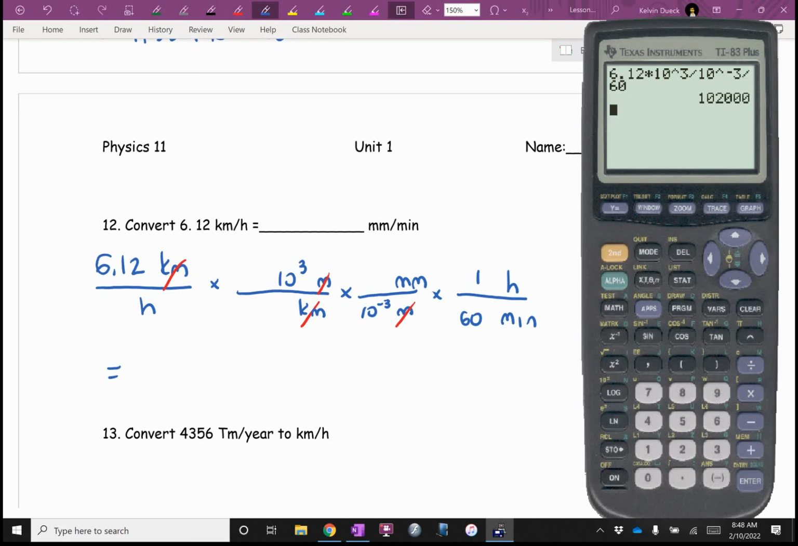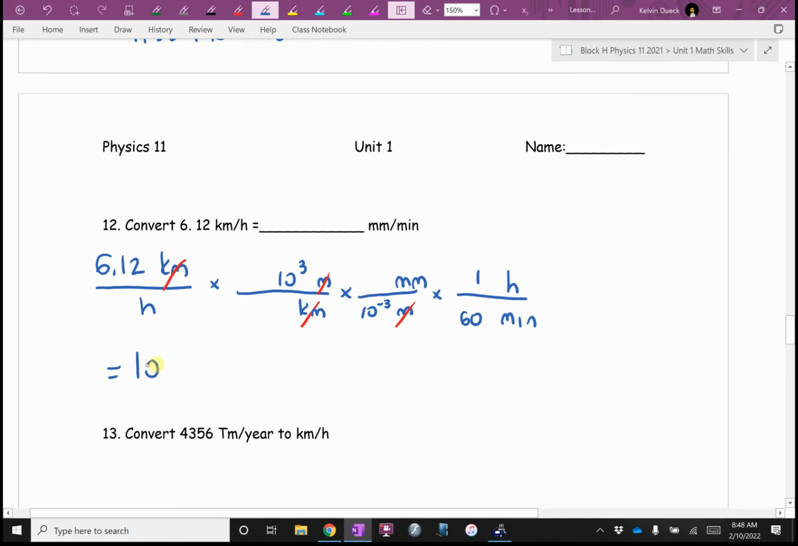You got 102,000? Scientific notation. You know what? It's about the same amount of work to write that in scientific notation as it is longhand. So I'm just going to write it in standard form. 102,000 millimeters per minute.